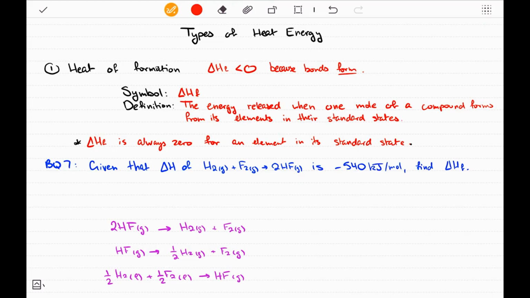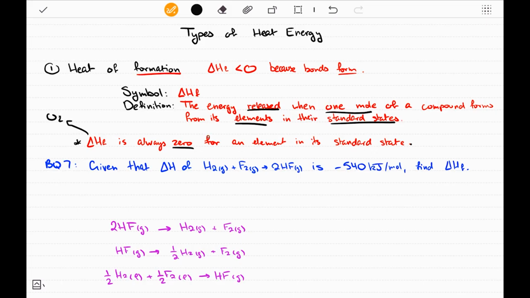We represent it by HF, the F is for formation, and the definition, which is very, very important, and I will be circling the important parts, is the energy released, so it's always negative, it's always exothermic because we have bonds forming, when 1 mole of a compound forms from its elements in their standard states. So these 4 are all very important. The energy is always released, it's never consumed, it's always 1 mole forming from elements in their standard states. And if we're talking about a pure element, something like oxygen, the heat of formation for it will always be 0.